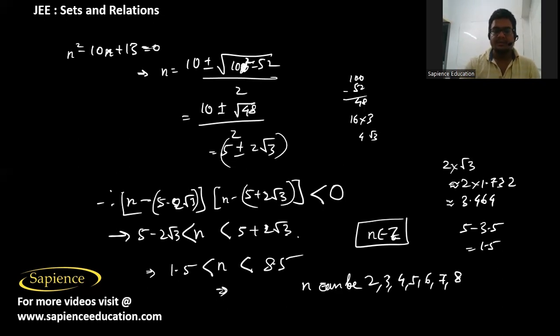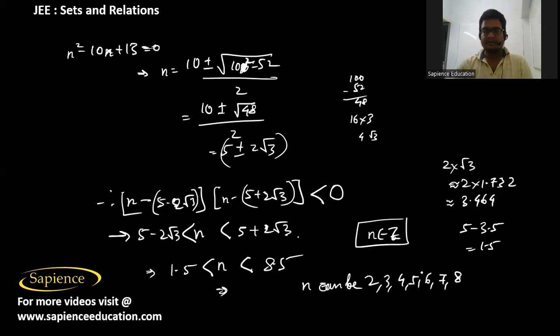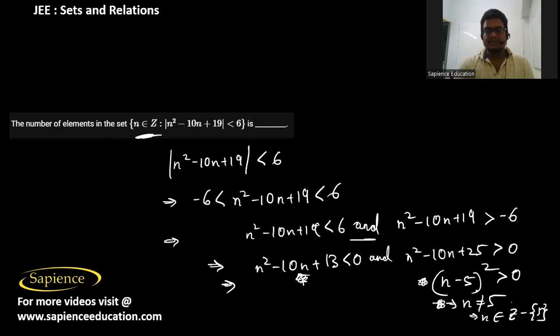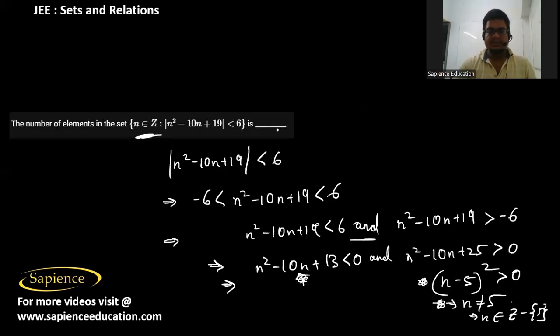It means the number of elements in this set, and here it is also told that n should not be 5. So therefore this 5 we should exclude. Then there are 2, 3, 4, 6, 7, 8. So there are 6 elements in the set S. 6 elements are there in the given set. So 6 is the correct answer.